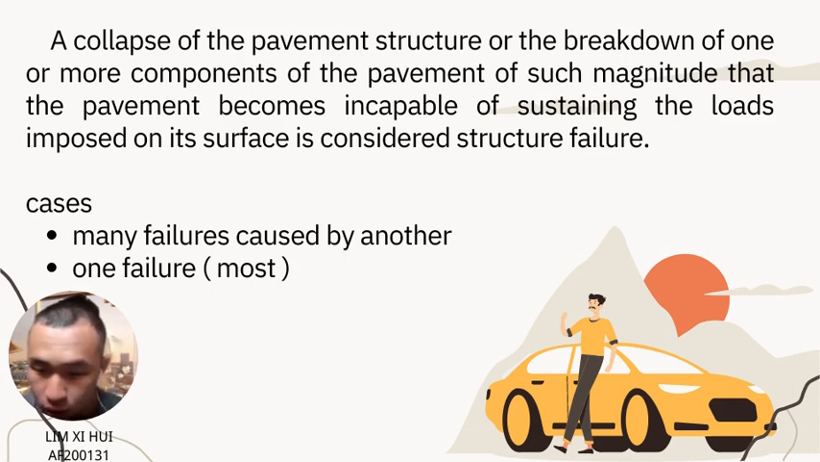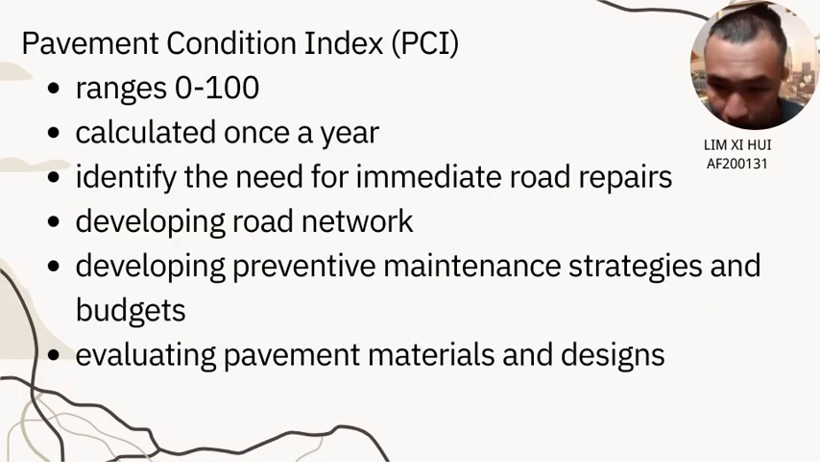Structural failure is the breakdown of the pavement structure, or of one or more components of the pavement, of such magnitude that the pavement becomes incapable of sustaining the loads imposed on its surface. In most cases, a pavement has more than one failure. PCI ranks pavement from 0 to 100 and is calculated once a year. Some uses and benefits of PCI are to identify the need for immediate repairs, develop road networks, develop preventive maintenance strategy and budgets, and evaluate pavement material and design.